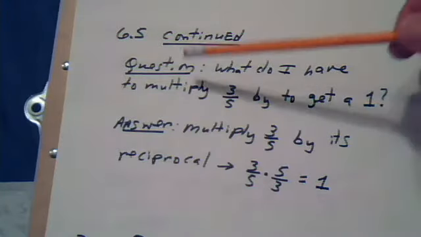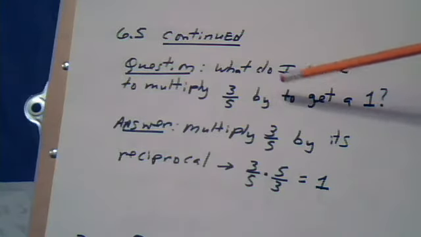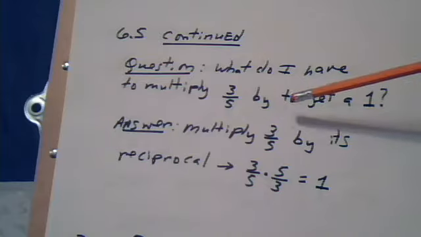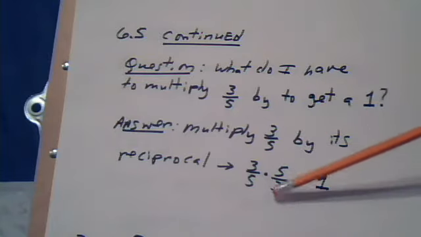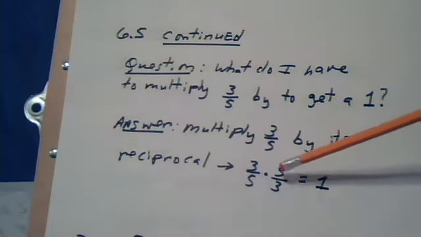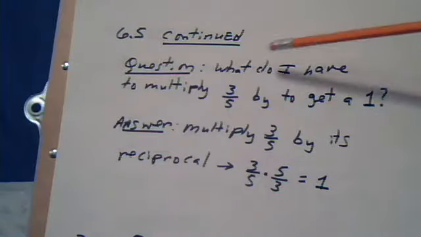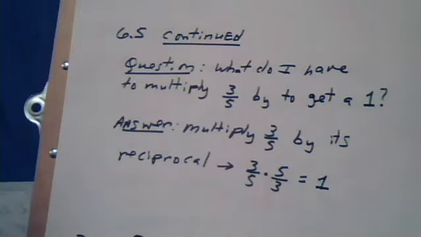What do I have to multiply 3/5 by to get a 1? Well, you would say 5/3 will get you the 1, the reciprocal. Okay, that's the real numbers. So these are not matrices yet.